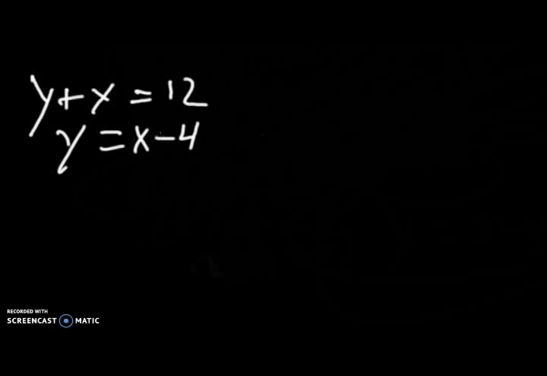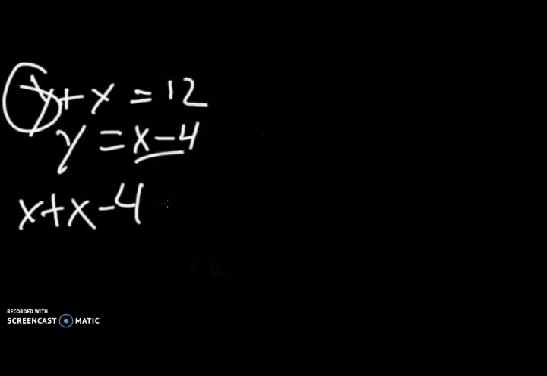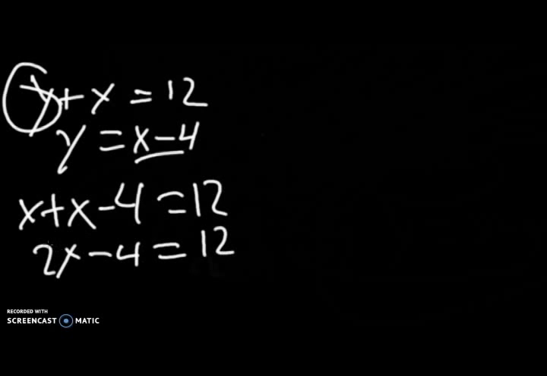So let's first substitute x minus 4 for y. Since it says y equals x minus 4, that's where it's supposed to go. So we do x plus x minus 4 equals 12. Now what we're going to do here is add these two x's to make 2x. This is our first little bit of distribution. 2x minus 4 equals 12.